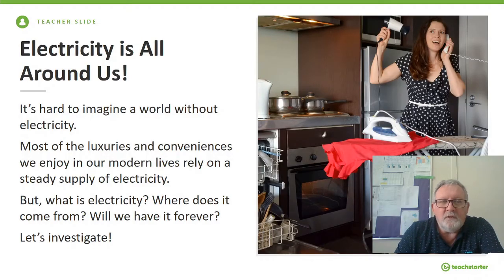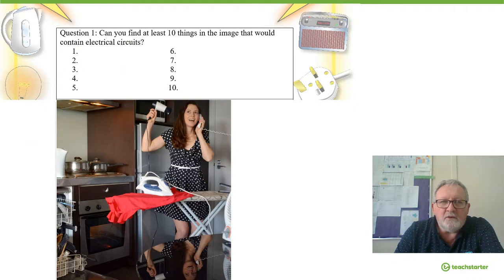So here's the first slide, titled Electricity All Around Us. It's hard to imagine a world without electricity. Most of the luxuries and conveniences we enjoy in our modern lives rely on a steady supply of electricity. But what is electricity? Where does it come from? And will we have it forever? Well, let's investigate. So, my first question relates to that picture that we just looked at. And I want you to find at least 10 things in this image that you think contain electrical circuits. So, in a moment, pause and see how many you can identify, and then I'll come back with the answer.